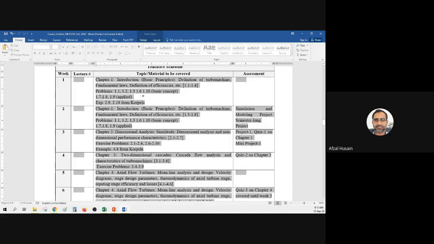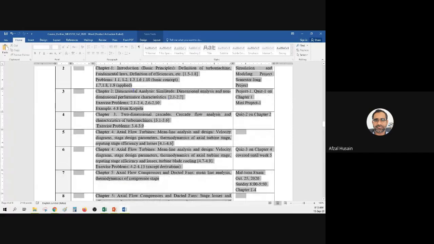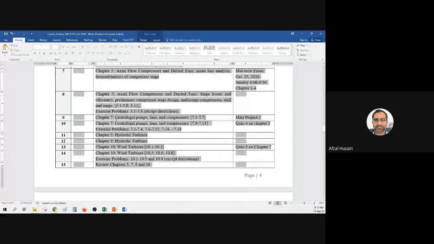Okay. Yeah, good. So there are some problems from the main textbook, and there are some examples from the other textbook. As I said, that other textbook we will use for problems. So in chapter 1, there are some sections and some suggested problems. So you can see in this course outline. And similarly, you can see from chapter 2, chapter 3, 4, 5, 7, 9, and 10. So these are the chapters that we will cover.